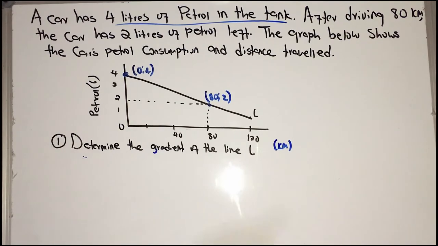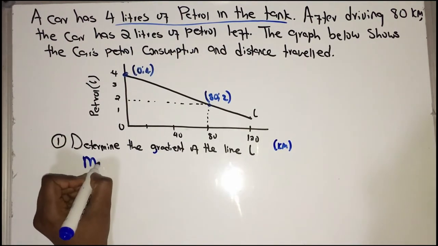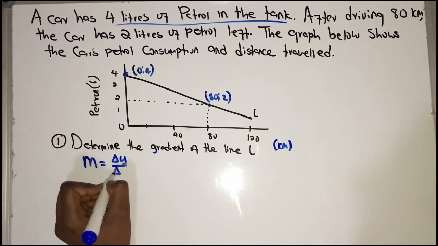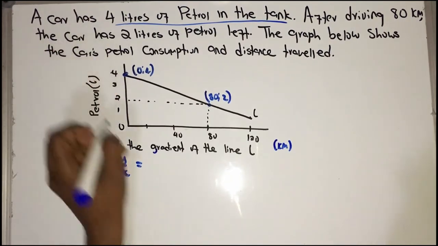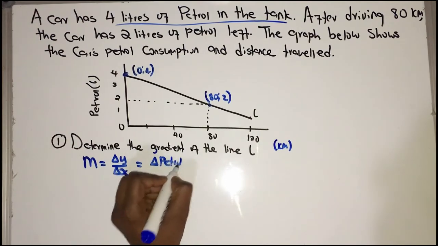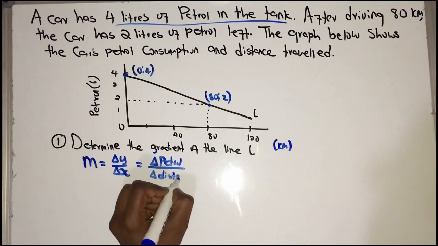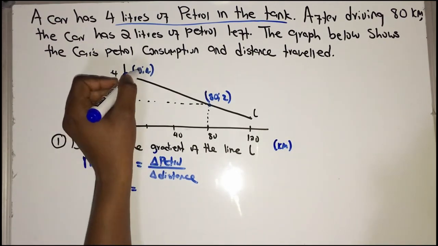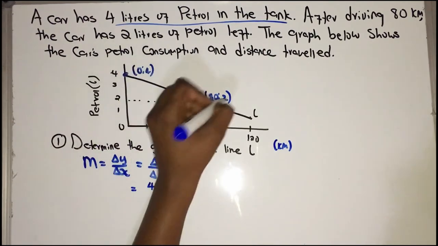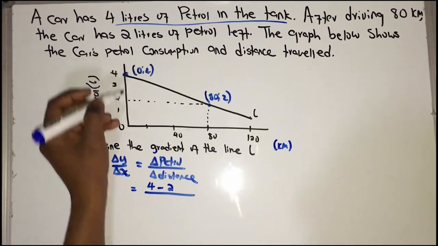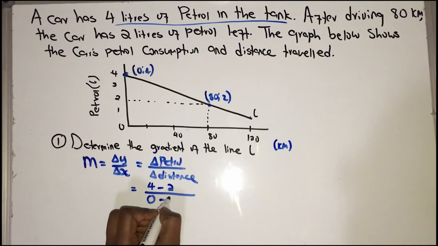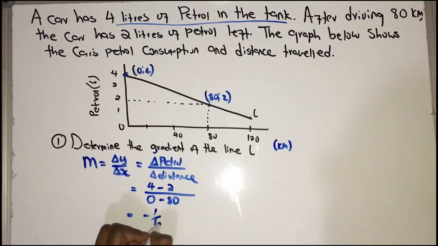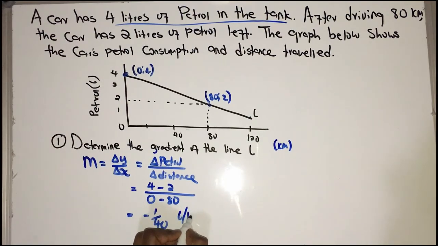Now determine the gradient of the line L. This is the line L. Because that's a straight line, the gradient of a straight line is change in y over change in x. But what is our y variable here? It is petrol. So we have change in petrol all over change in distance. The change in petrol goes from 4 liters to 2 liters, and the distance goes from 0 kilometers to 80 kilometers. So this is minus 1/40. The units are liters per kilometer. So that is the gradient.